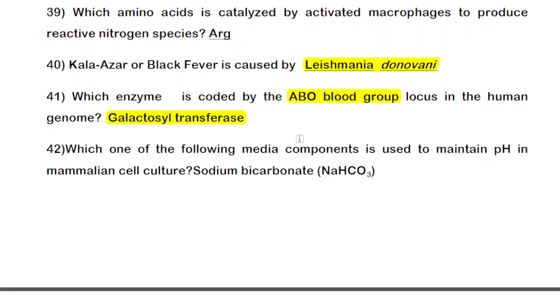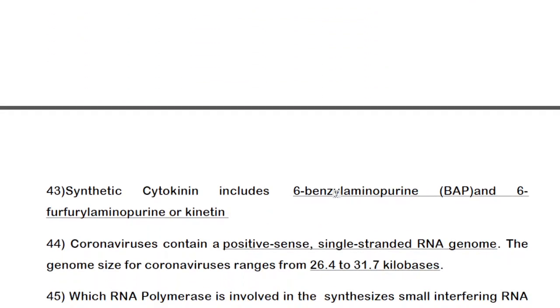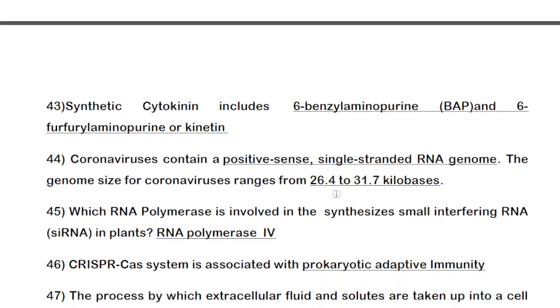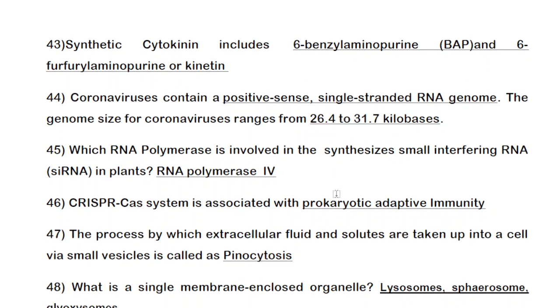Okay, next, which one of the following media components is used to maintain the pH in mammalian cell culture? It is sodium bicarbonate, and don't forget to note down the chemical formula of sodium bicarbonate. Sodium bicarbonate is employed to maintain the pH in mammalian cell culture. Question number 43, synthetic cytokinins include BAP, 6-benzylaminopurine, and also kinetin. The other name of kinetin is 6-furfurylaminopurine.